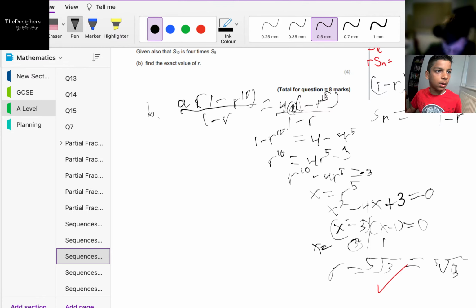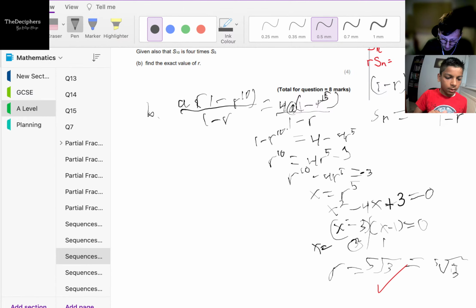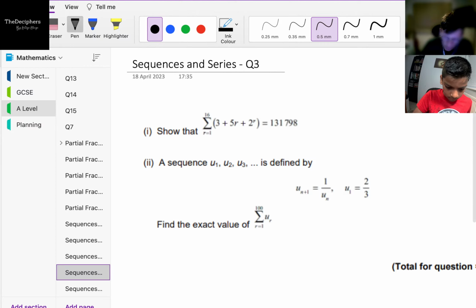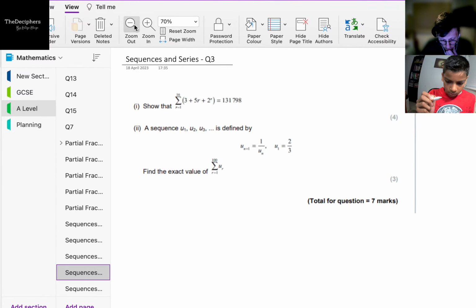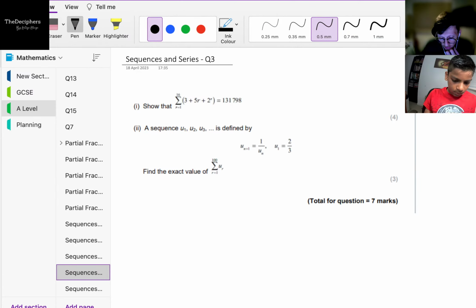Our third question is a nice question that has sigma notation and recurrence relations in there. So the first part is asking us to show that the sum of 3 plus 5r plus 2 to the r, from the first term to the 16th term, is 131,798. Do that first.